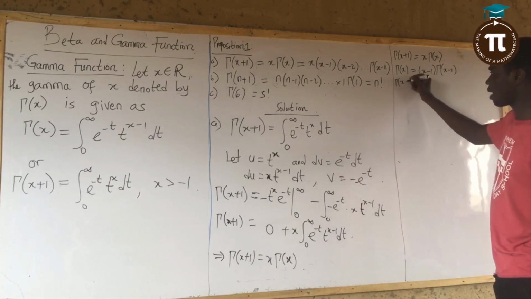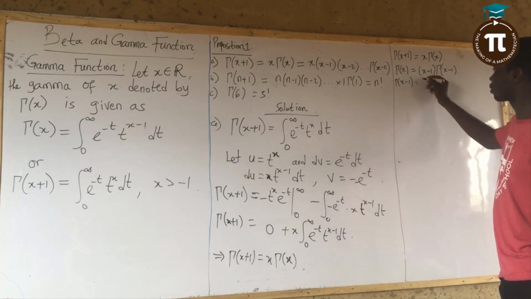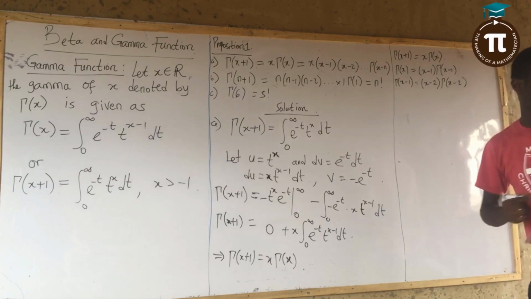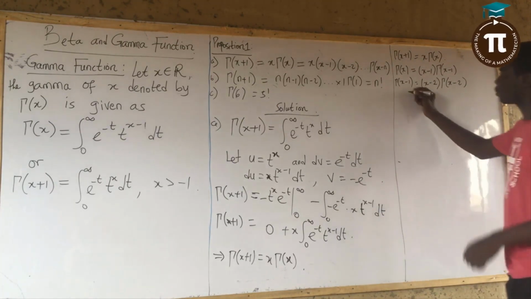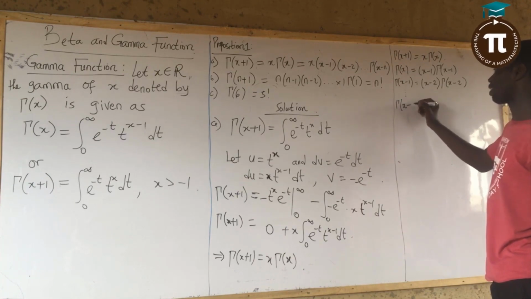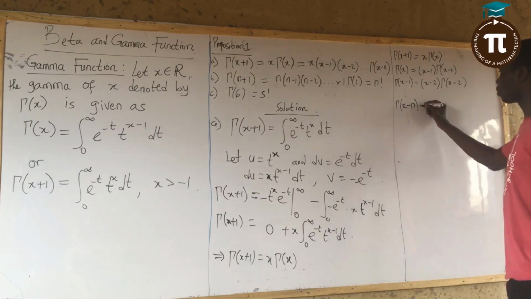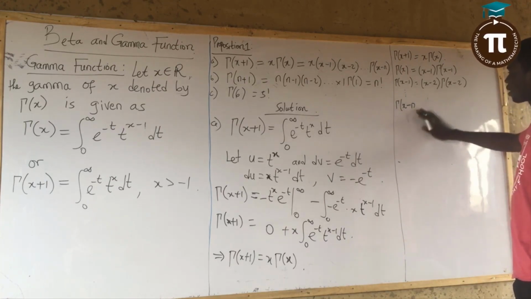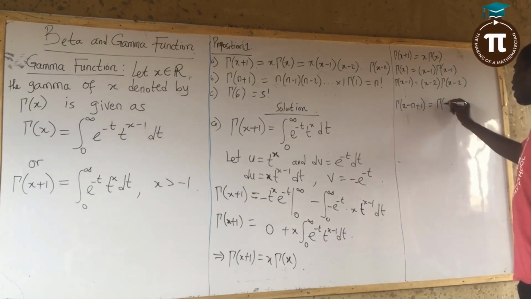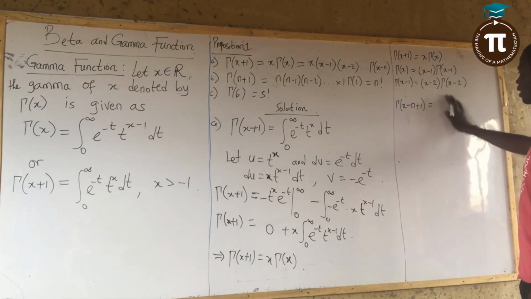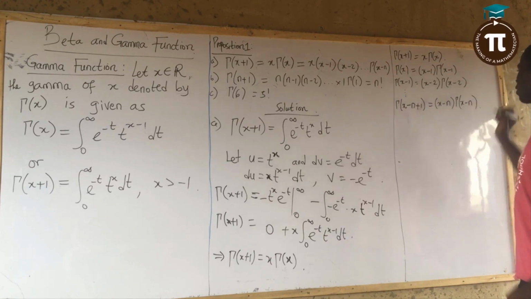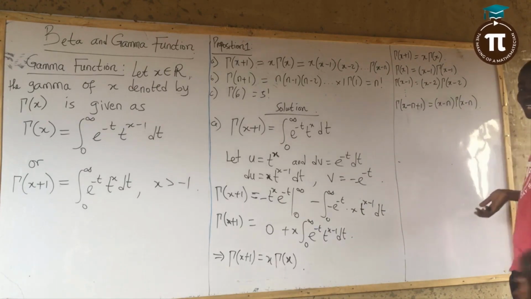What about gamma of s minus 1? Gamma of s minus 1 will be equal to s minus 2, gamma of s minus 2 as well. And that is how it will continue to go till you get to gamma of s minus n plus 1. This one will become gamma of s minus n instead. This one will become s minus n, gamma of s minus n. That's what we are going to have, and it goes on like that.